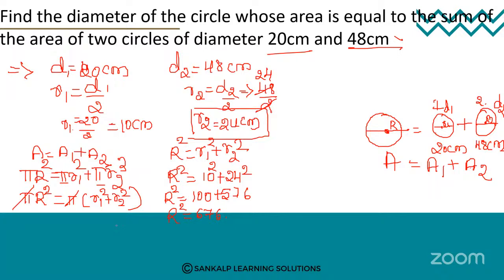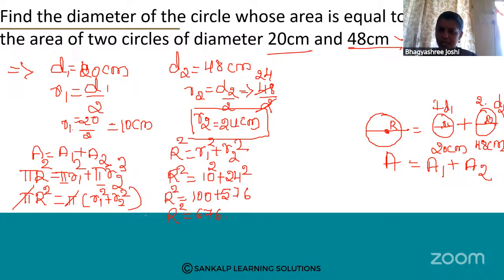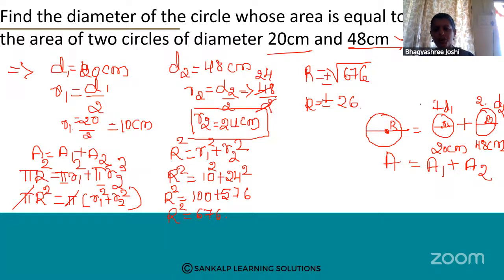Then what is the value of R? R value is the square root of 676. Yes or no? So R value is plus or minus square root of 676, and the square root of 676 is 26, right? Therefore, R value is 26. Radius cannot be negative, therefore we will take the positive value. That means R is equal to 26 centimeter.